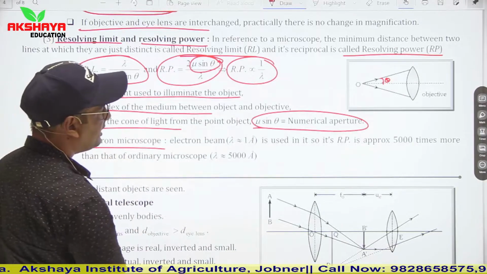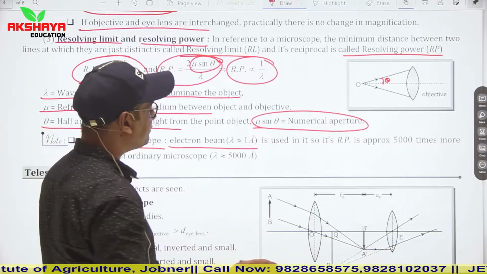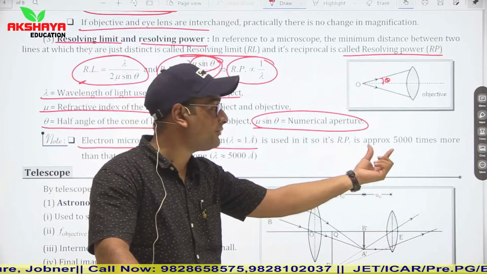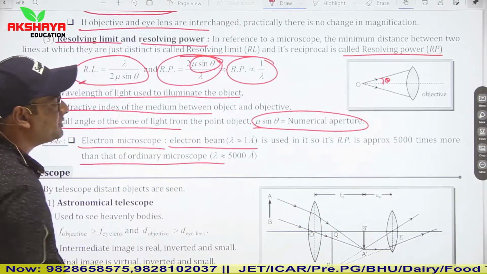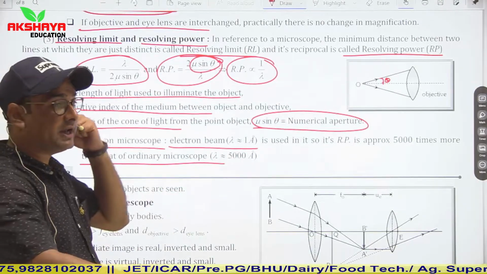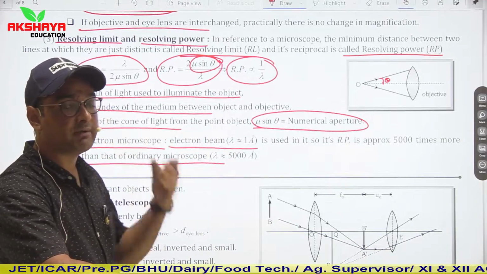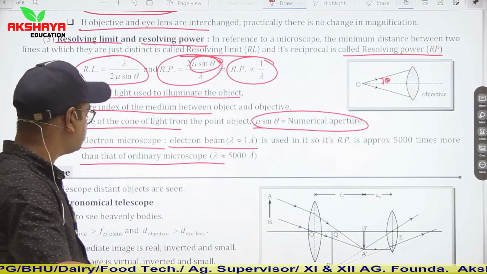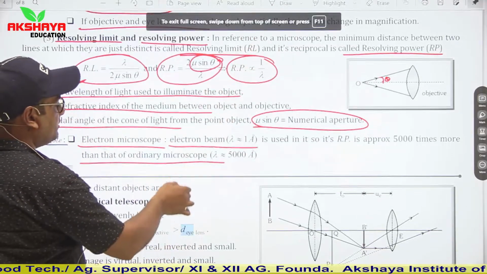Electron microscope. Now let us talk about the electron microscope. An electron beam of almost 1 angstrom wavelength is used in it, so its resolving power is almost 5000 times more than that of an ordinary microscope, in which we use light of wavelength 5000 angstrom. So in the electron microscope we use almost 1 angstrom wavelength, which increases its resolving power up to 5000 times. This is all about the microscope.